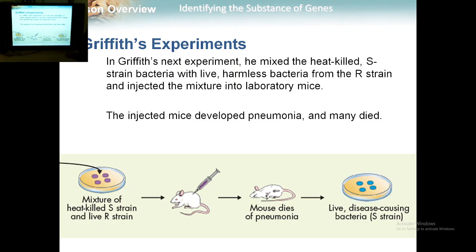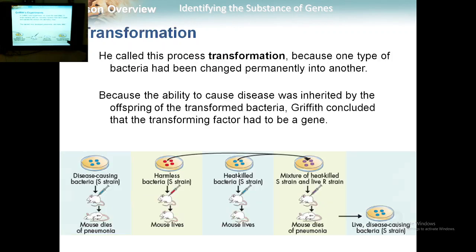So what's the main cause? The dead S strain and the R strain changed into live S strain. So he concluded that the R strain had changed into S strain. How did that happen? He called that process transformation. So the transformation happens to the R strain into S strain.